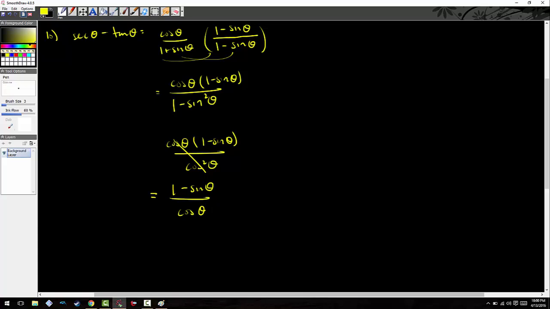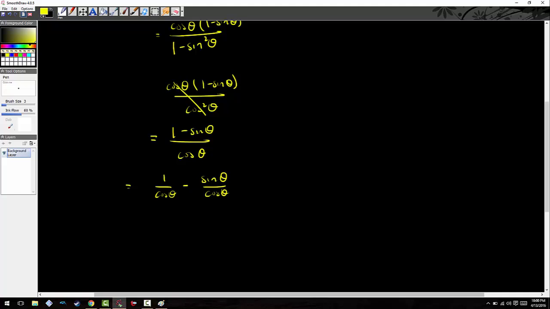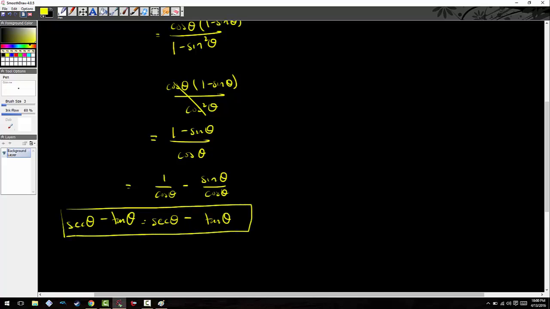From here, I'm going to do a type of separation that we're not normally used to seeing, but because I have a numerator with 2 terms in it, I can go ahead and separate those terms out and put them each over their own denominator, which is the same denominator. And then from here, it closes out. 1 over cosine is secant, and sine over cosine is tangent. And that's exactly what I was trying to prove from the beginning. And there you have it. That is a trig identity for you.